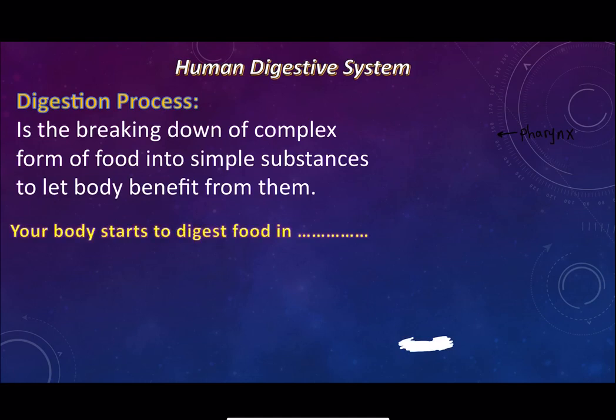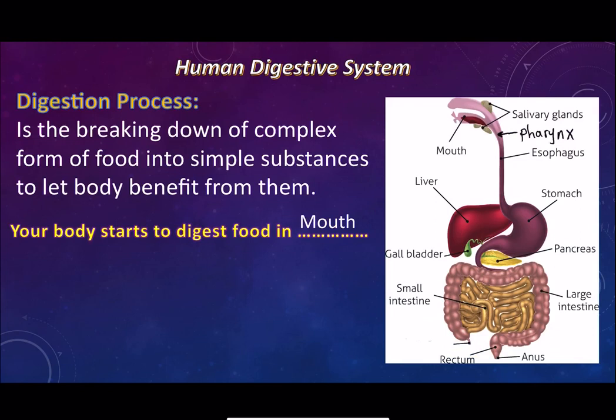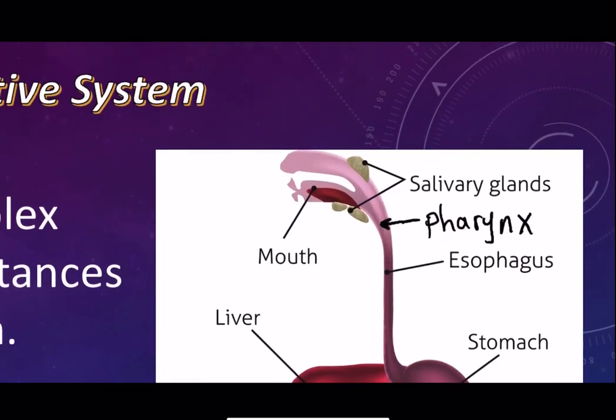So, your body starts to digest food in the mouth. Because if you remember, I put the piece of bread inside my mouth. So my teeth start to cut and tear this piece of bread into smaller substances. So the digestion starts in the mouth. Okay? We will mention the names of the organs in the digestive system, starting from the first one.